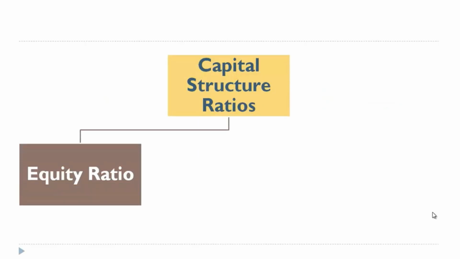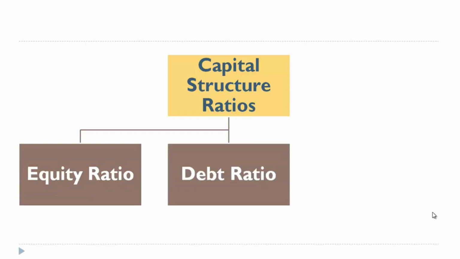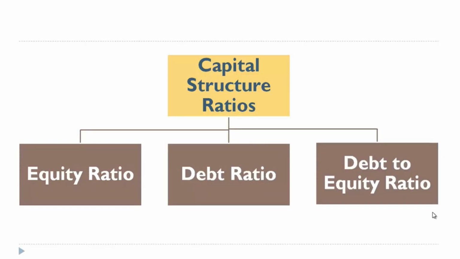So capital structure ratios are basically into three. One is the equity ratio, two is debt equity ratio, and three is debt to equity ratio. We'll understand one by one. The first one is we are going to focus on equity ratio.